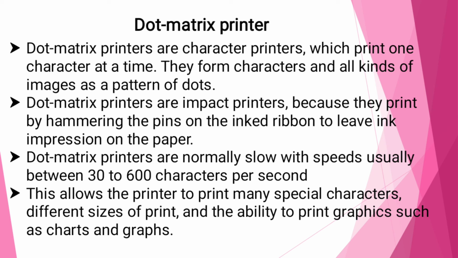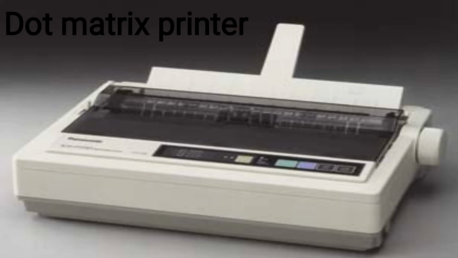Maximum speed is 30 to 600 characters per second. It allows printing many special characters, different sizes of print, and the ability to print graphics such as charts and graphs. This is a dot matrix printer diagram.